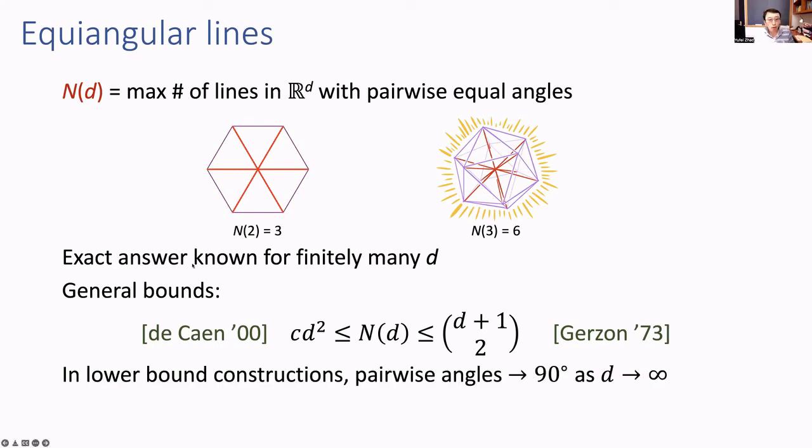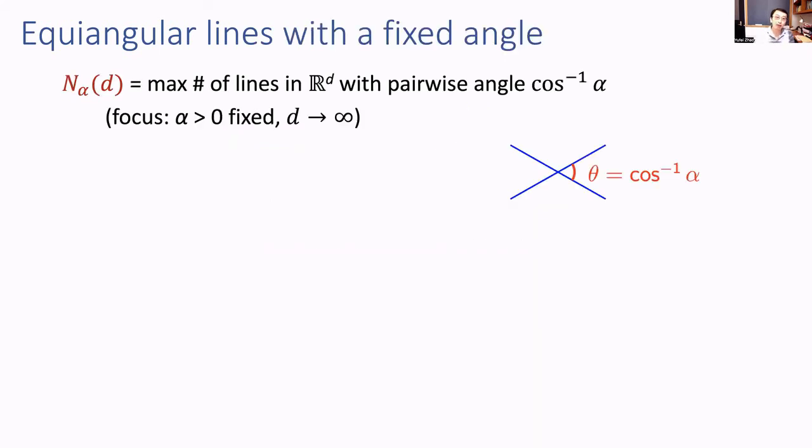I want to point out that in all the lower bound constructions giving quadratically many equiangular lines, the pairwise angles all approach 90 degrees as the dimension goes to infinity. So the problem that I want to focus on in this talk is what happens if you do not let the angles change? Well, consider equiangular lines with a fixed angle. We fix an angle, somebody gives you an angle theta. It will be convenient to parameterize by the cosine of the angle, so we'll look at this alpha, which is the cosine of the angle.